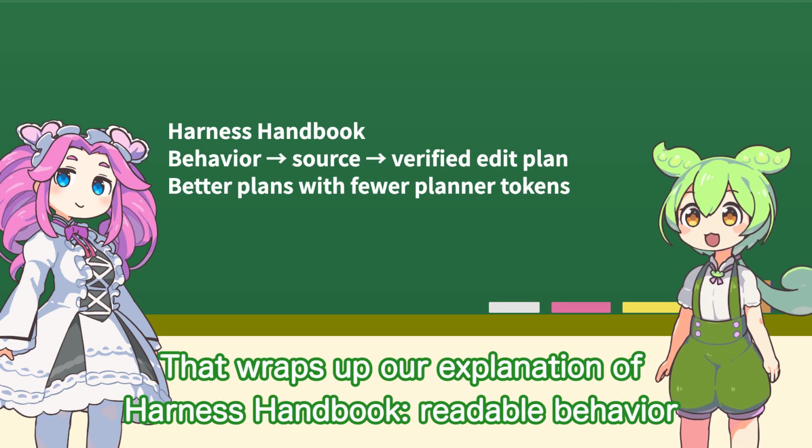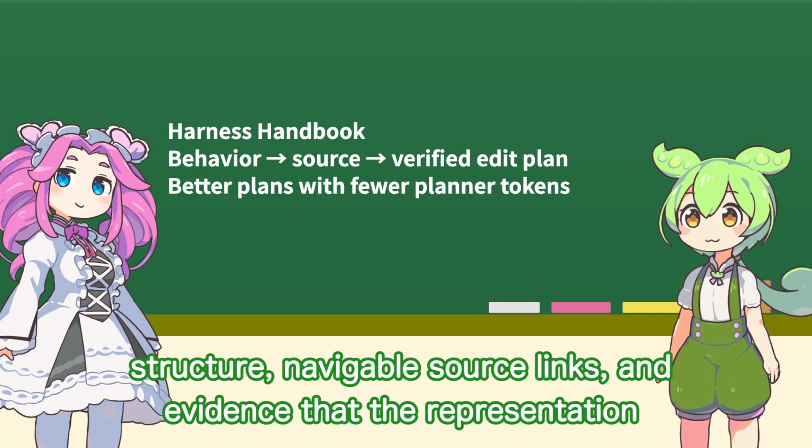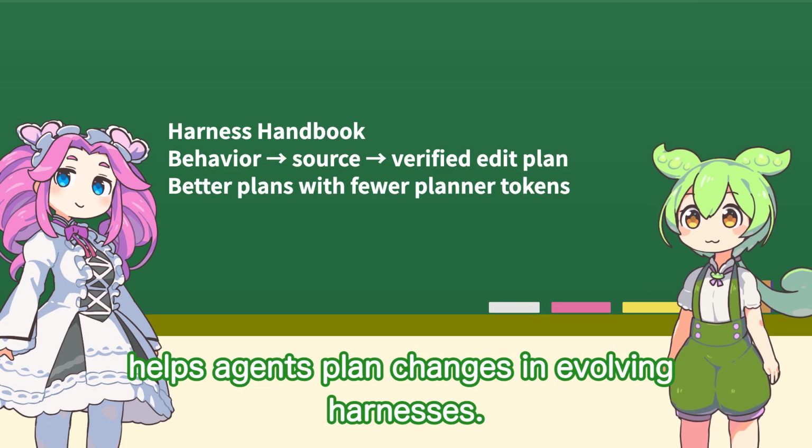That wraps up our explanation of Harness Handbook, readable behavior structure, navigable source links, and evidence that the representation helps agents plan changes in evolving harnesses.